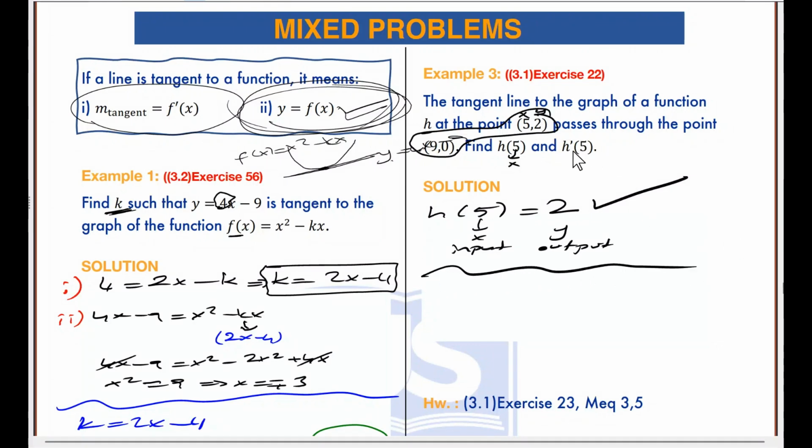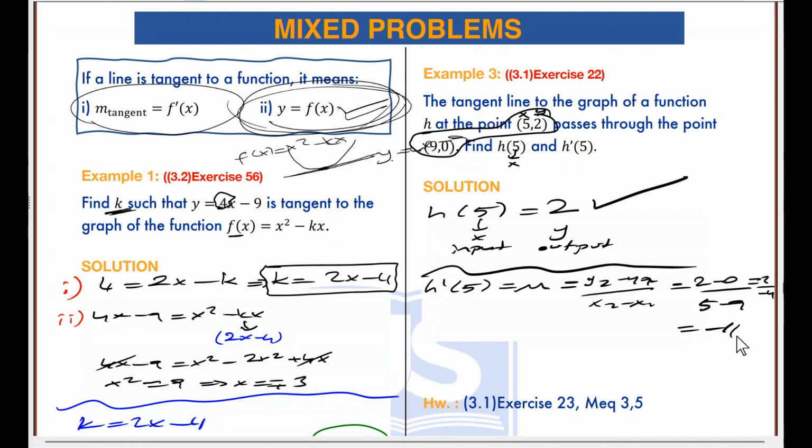Okay, second question, h prime of 5. What does h prime of 5 mean? It means slope of the line. How do you find slope of the line when 2 points are given? By using y2 minus y1 over x2 minus x1 formula. It's pretty simple. So 2 minus 0 over 5 minus 9. So it's gonna be 2 over negative 4, which is negative 1 over 2 when you simplify. So that's h prime of 5. Okay, idea is simple.